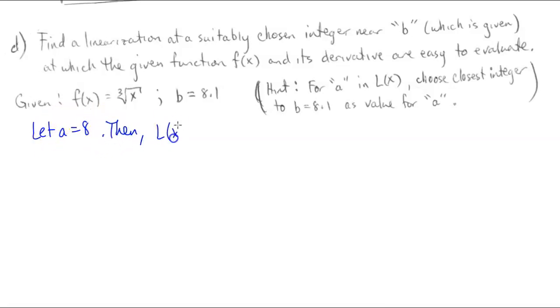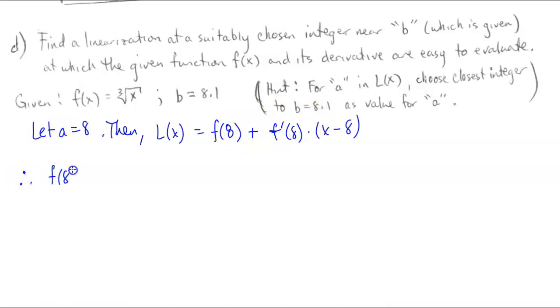Then that means that the linearization for this particular function around a equals 8 is going to be f of 8 plus f prime of 8 times x minus 8. And so this tells us that we need to find what f of 8 is and what f prime of 8 is.